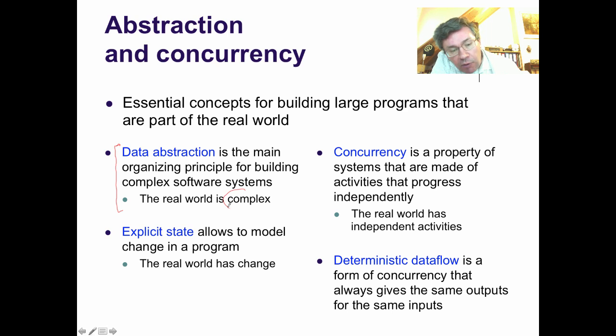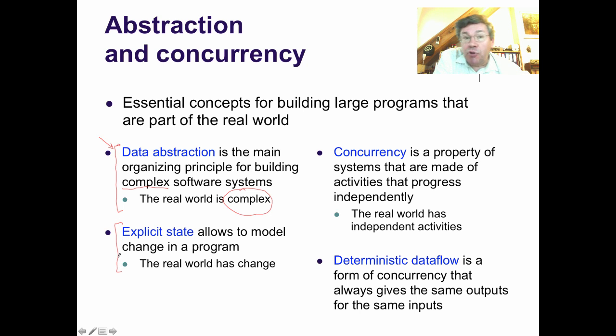And the real world is complicated, so programs have to be able to mirror this. We need programs that are larger than programs that could be written by one person. Teams of people have to be able to write them, and that's what we will use data abstraction for.